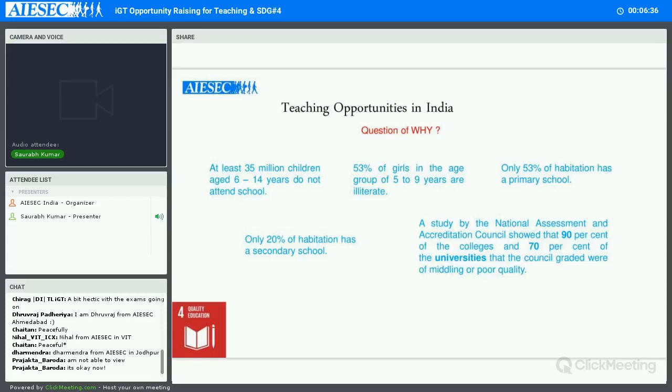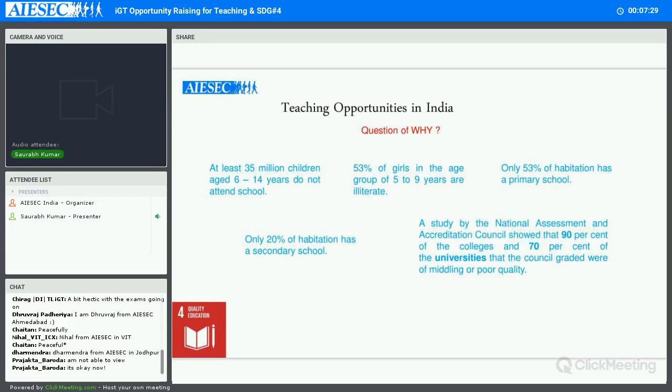These are just a few facts which you should be aware of, about where the education system of India currently stands. These are true facts which are on legal websites. Almost 35 million children aged 6 to 14 years do not even attend school. And 53% of girls in the age group of 5 to 9 years are illiterate, which is almost the majority of girls in India. Also, 53% of habitations have only a primary school and 20% only have a secondary school, which shows why we should focus on giving peaceful and quality education to the students and people of India.